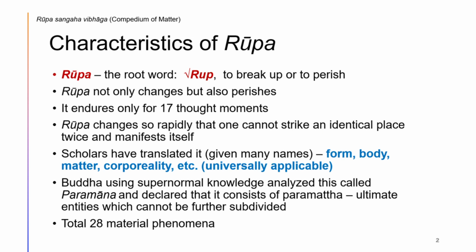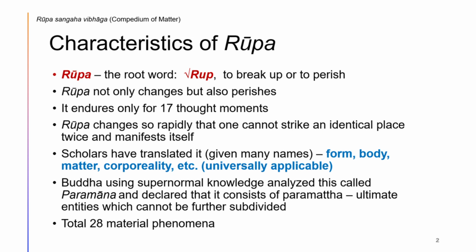Rūpa changes so rapidly, just like the cells inside our body keep changing, that one cannot strike an identical place twice and manifest itself. You cannot see the thing happening. Even with a microscope, you can see things change so rapidly, and the next moment it is gone. It is like the manufacturing of cells, growing and dying, and so on.